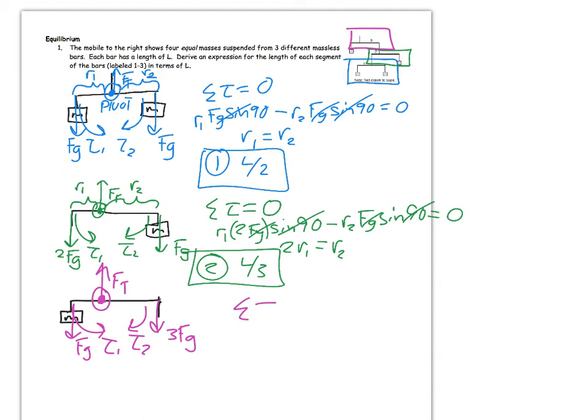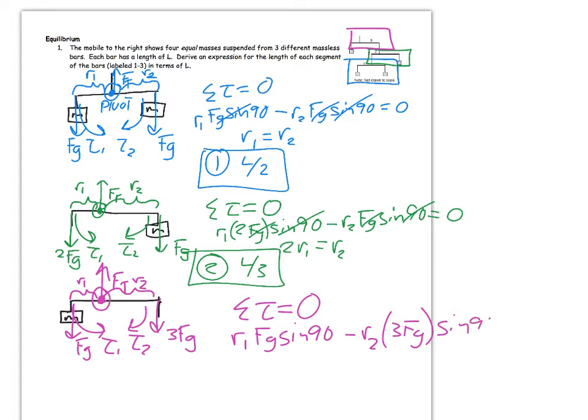And so the sum of the torques is equal to 0. I'll say this is R1, this is R2. We're going to say R1 times Fg sine of 90, that's my first torque, minus R2 times 3Fg sine of 90 equals 0. What we end up getting here is that R1 is equal to 3R2. So what that means is that this segment, R1 here, is 3 times the length of this. R2 is ultimately what we're looking for here.